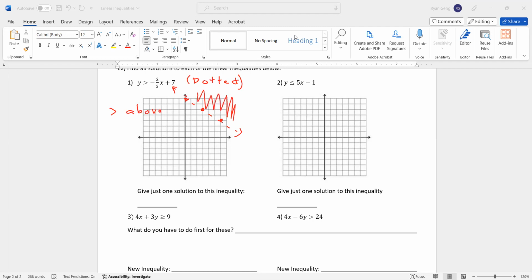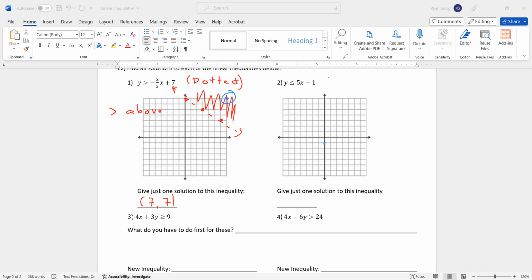would be my solutions. Okay, give just one solution to this inequality. Well, it's any point in that shaded region. Don't give one on the line because on the line is not a solution here. But in the shaded region, 7, 7. That's the point way up here. If I would plug 7, 7 in for X and Y, you would see that it would make a true statement.